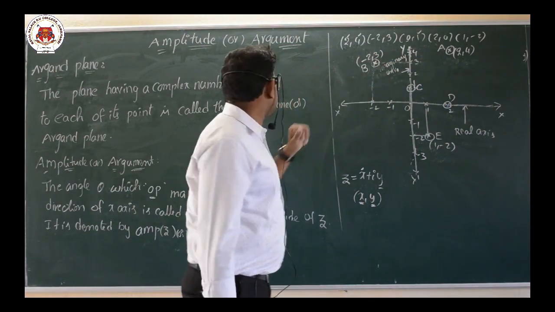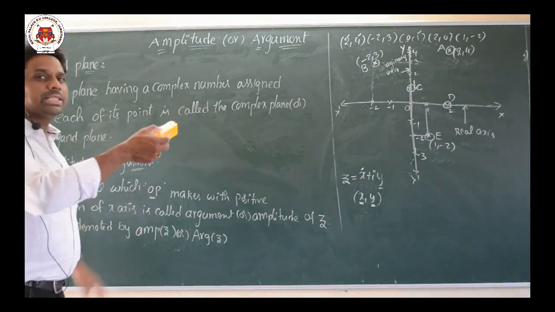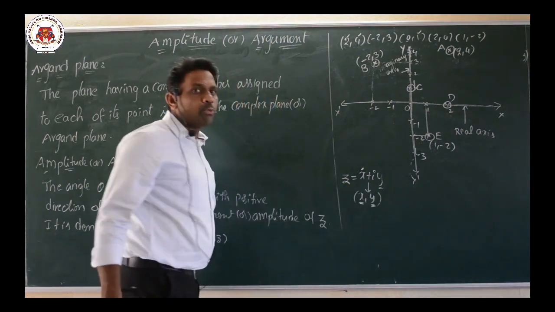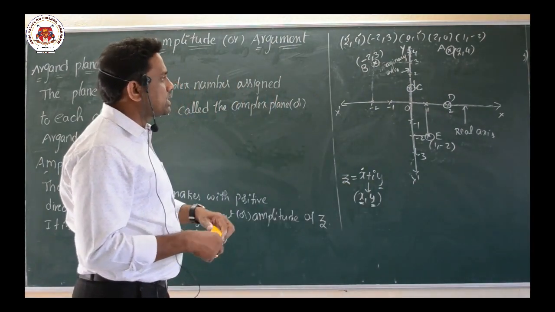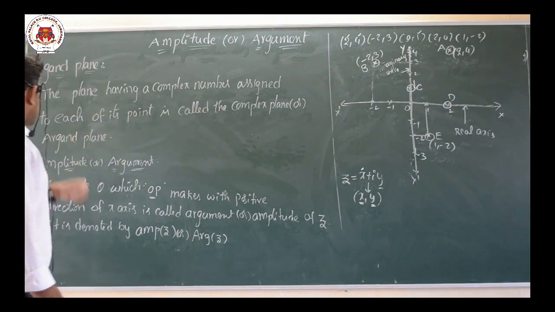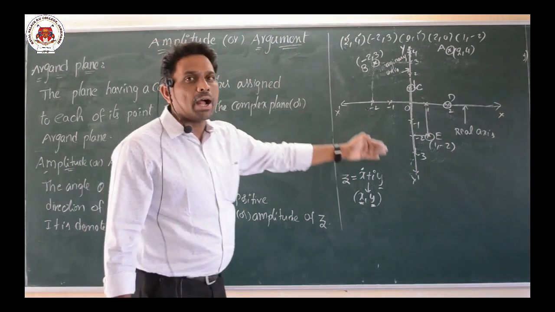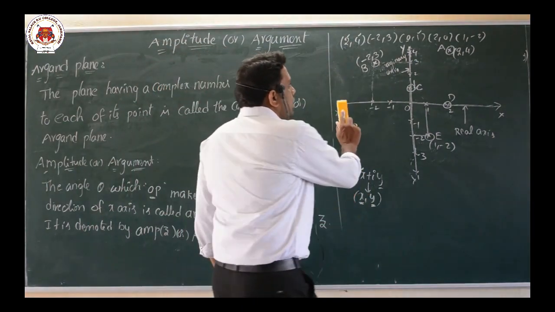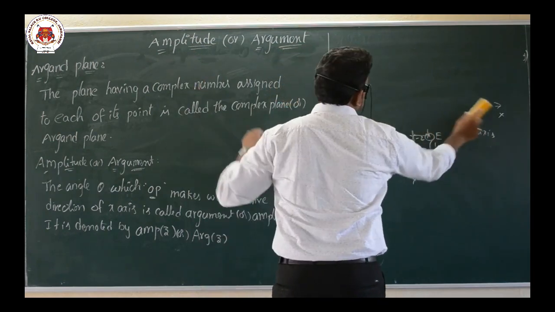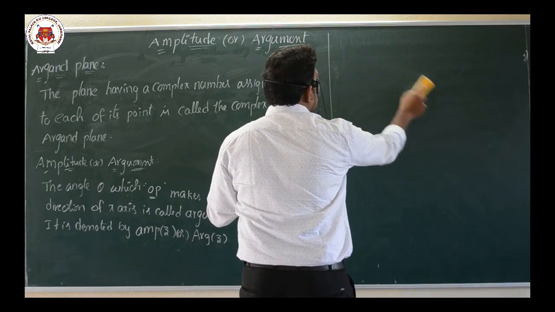Here totally 5 complex numbers are there. Assigned to each of its points means we are assigning these complex numbers in the form of points, in the form of ordered pairs. The plane with each of its points so assigned is called the complex plane or Argand plane. I hope you people understood this concept. Now we will go to the next concept. It is the main topic: the amplitude or argument. Very important topic.